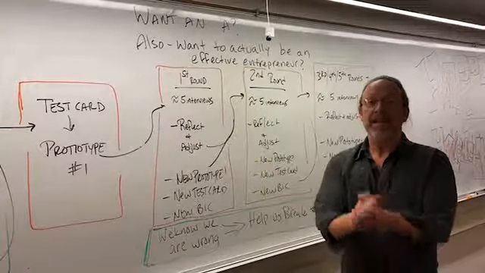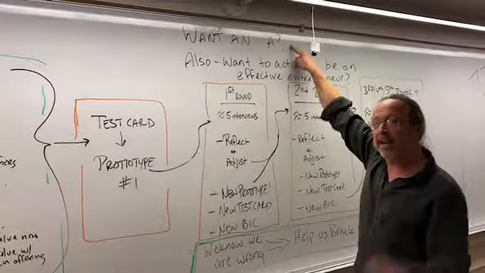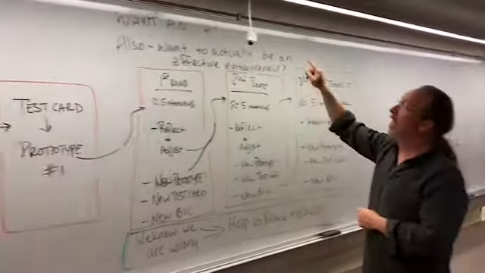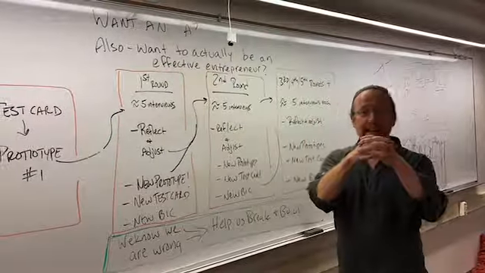Hi everyone. So what we're going to talk about today is, number one, do you want an A? We're going to talk about how to get an A. Number two is, do you want to actually be an effective entrepreneur? They actually go hand in hand. So let's talk about this.